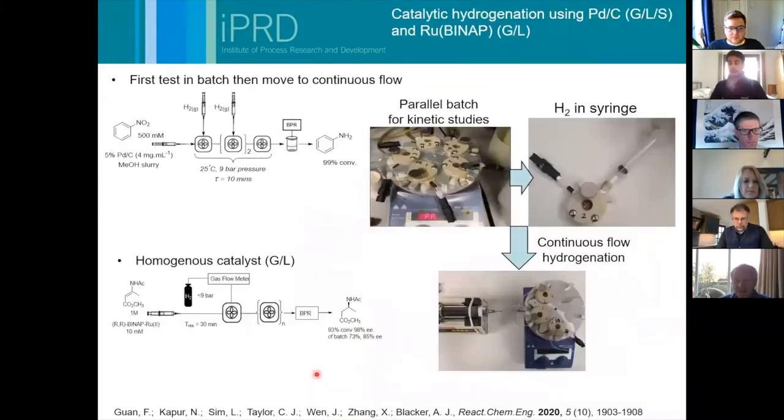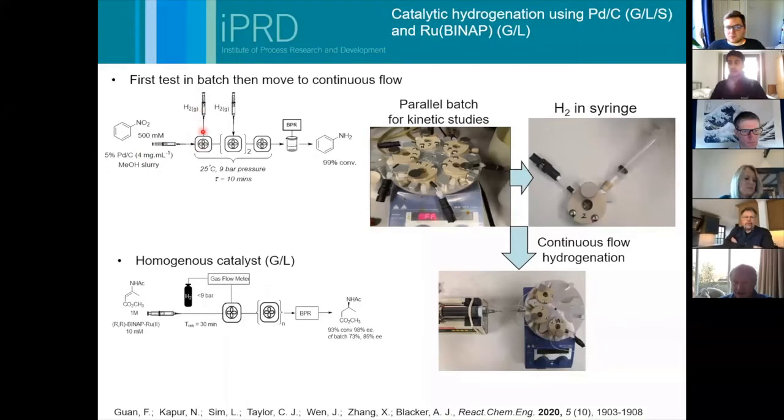A second example is a gas liquid solid system. So this is a typical reaction where we want to hydrogenate nitrobenzene, so not a very interesting substrate, but nevertheless, you know, a typical reaction. So the way in which we do this is by slurrying up the palladium carbon in the methanol solvent here, and that's in a syringe, and we have a flea introduced inside the syringe with a hot plate underneath it that maintains the palladium carbon in slurry.